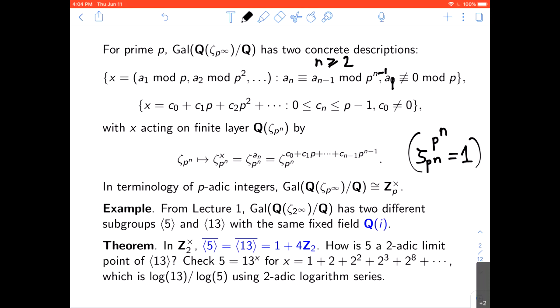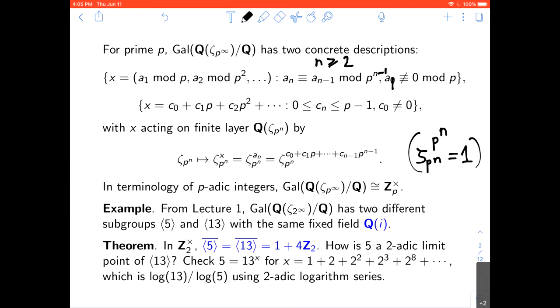And in terms of p-adic numbers, what Liang was talking about, this Galois group is the units, the invertible elements in the p-adic integers, the numbers that have multiplicative inverses. So we saw in the first lecture that the numbers 5 and 13 as exponents on the two-power roots of unity actually have the same fixed field, the group that they generate as exponents under iteration. They both have the fixed field Q adjoin i, even though these subgroups are not the same. They're both infinite cyclic subgroups of the Galois group, different subgroups with the same fixed field.